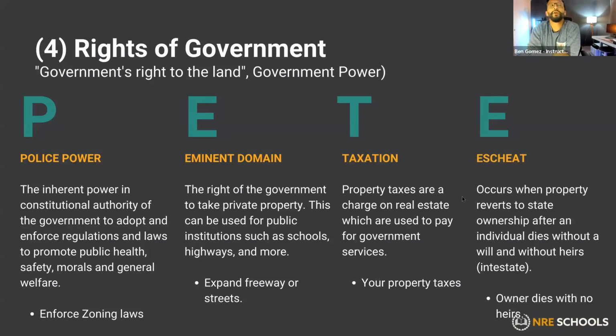Escheat occurs when property reverts to state ownership after an individual dies without a will or without heirs. So Carla has no family, no nothing at all. She owns property though. She passes away. I don't know why, Carla. I always have to make you my example of passing away. So sorry. Carla passes away. She has no family, no heirs, no siblings, no nobody. The property sits there vacant for years. Eventually, that property will revert back to the ownership of the state. So these are the four rights, the government rights to land, also government power.